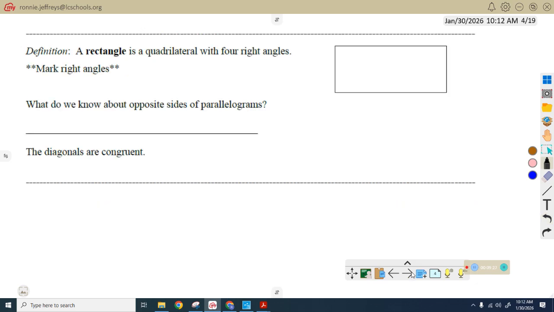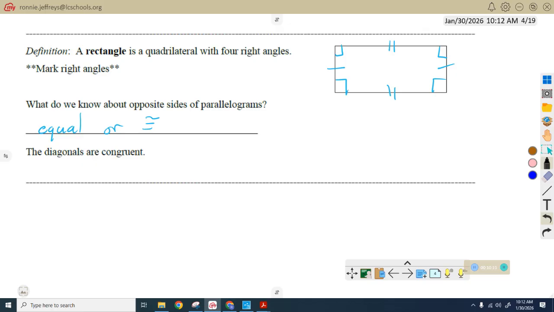Now, a rectangle is a quadrilateral with 4 right angles. What do we know about opposite sides of parallelograms? Say it again. Equal or congruent. Okay, so we can mark it like this.